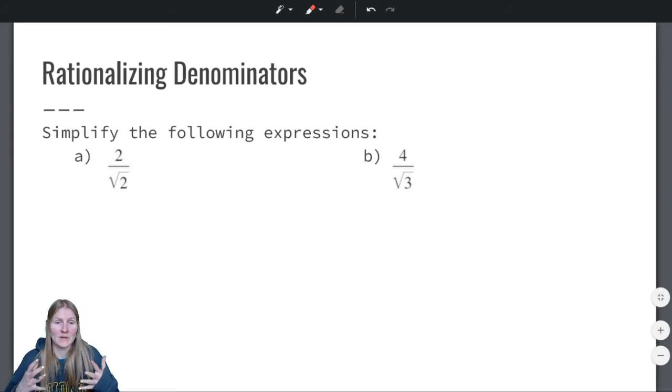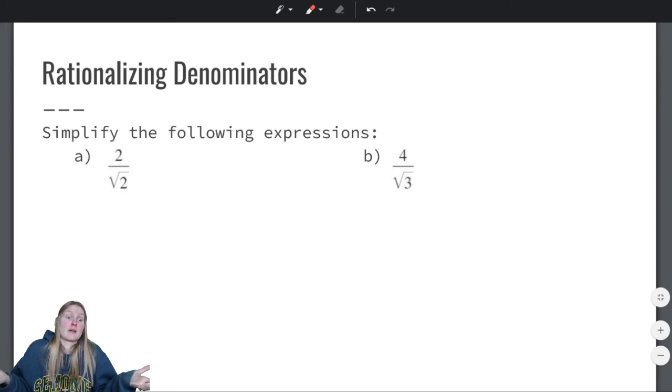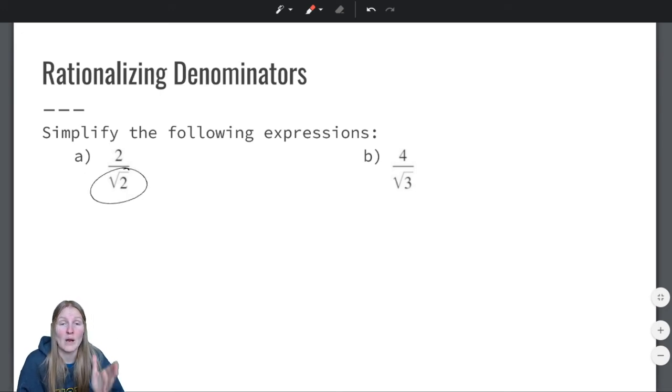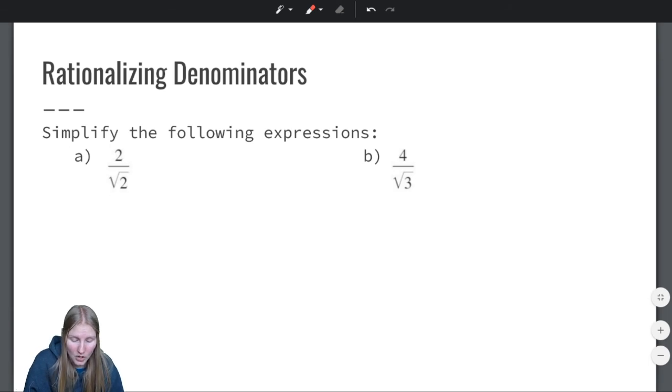So, how do we get the square root out of the denominator? Well, we're just going to multiply by whatever is already in the denominator. So, for example, let's look at part A. What's in the denominator? The square root of 2. So I'm going to multiply by the square root of 2 over the square root of 2.